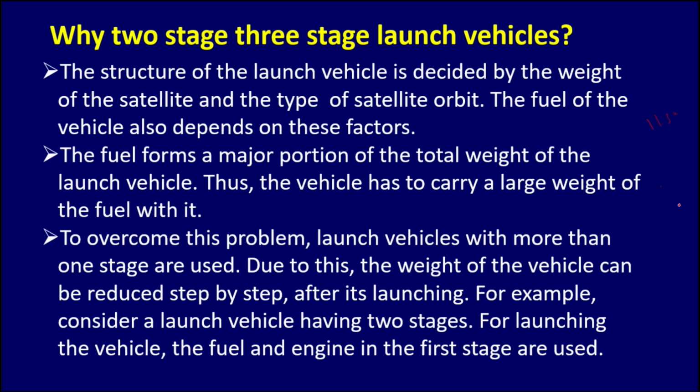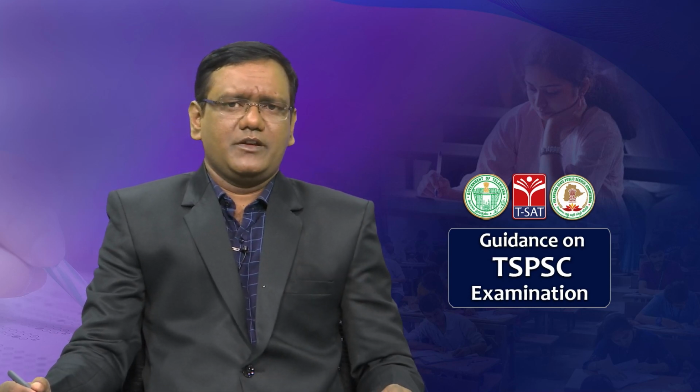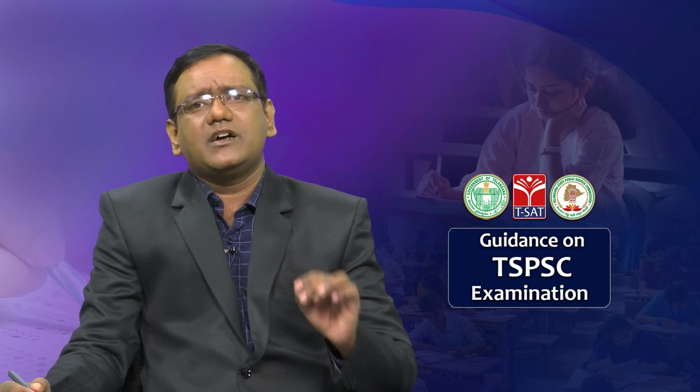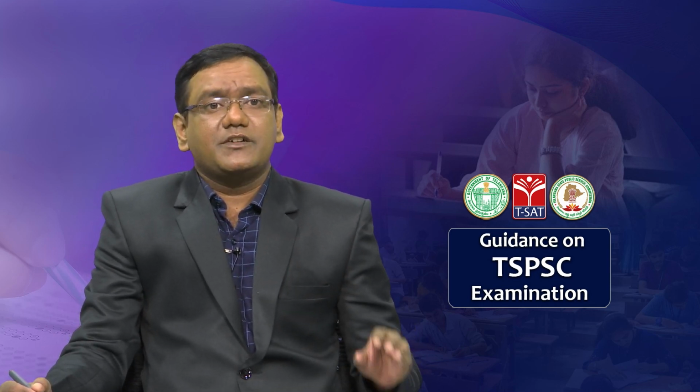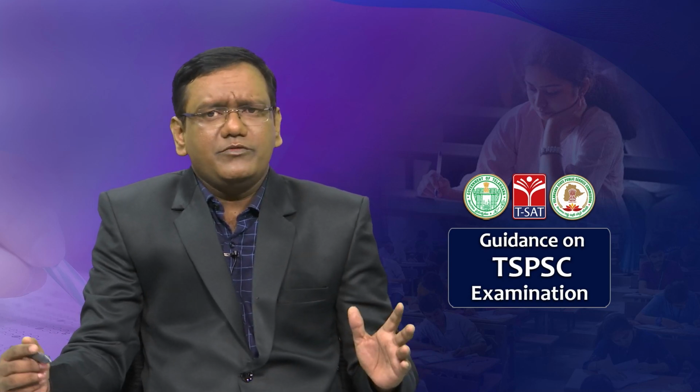If you observe the structure of the launch vehicle, it is decided by the weight of the satellite and the type of the satellite orbit. If we want to send a satellite to a low Earth orbit, that is just above the Earth, the fuel of the vehicle also depends on these factors. If you want to send into the low Earth orbit or the high Earth orbits, the fuel would be different. You need more fuel if you want to send a satellite to the high Earth orbits, especially geostationary orbits. Geostationary orbits are above 35,000 kilometers, so we need to have more fuel.